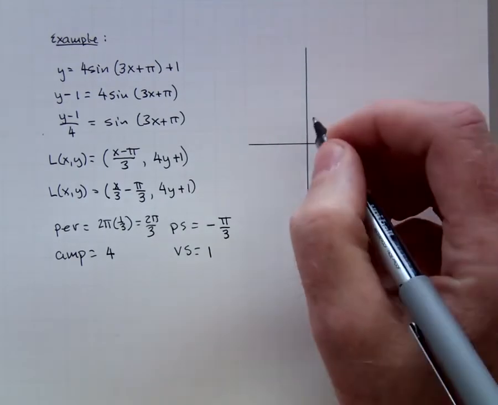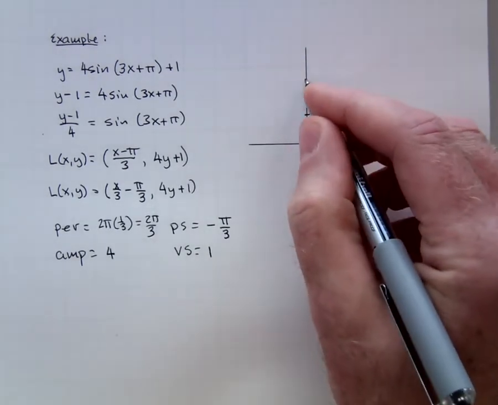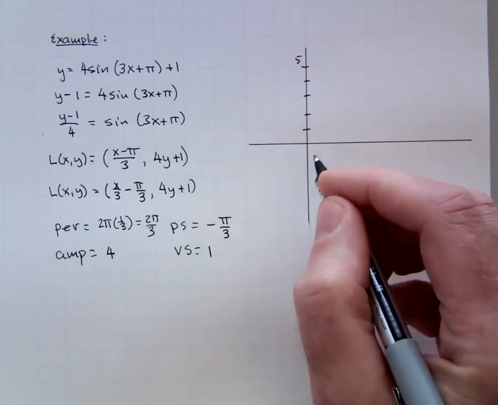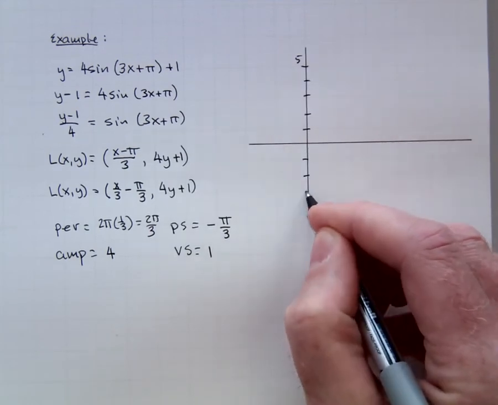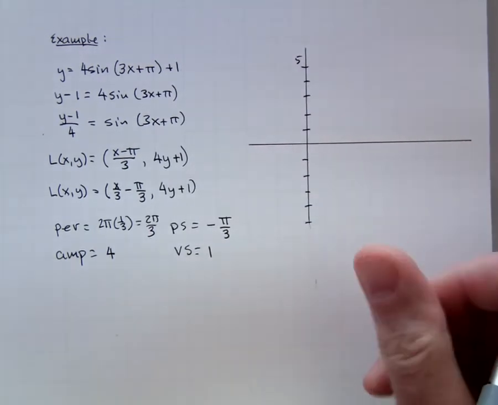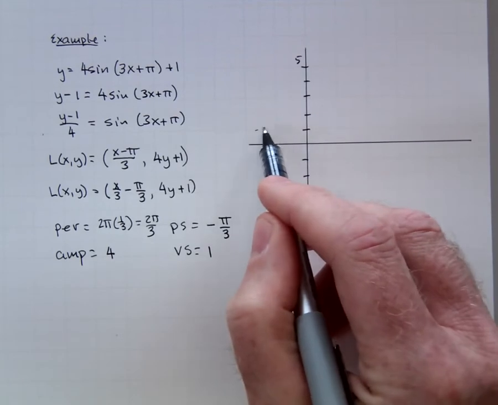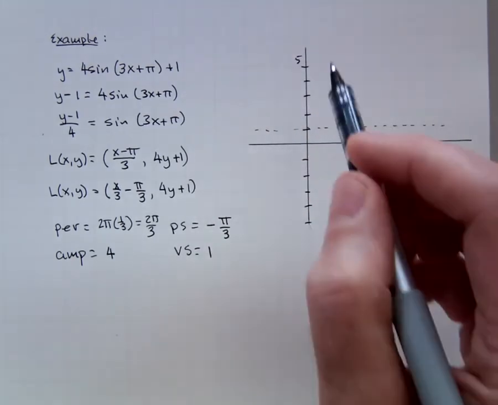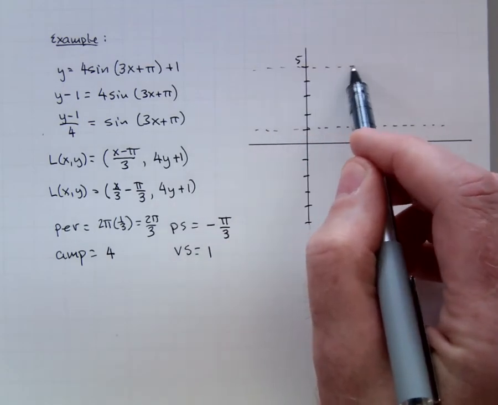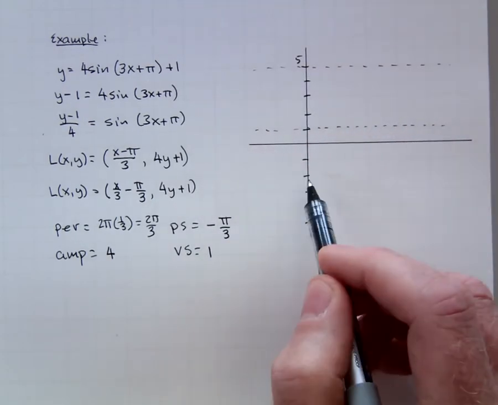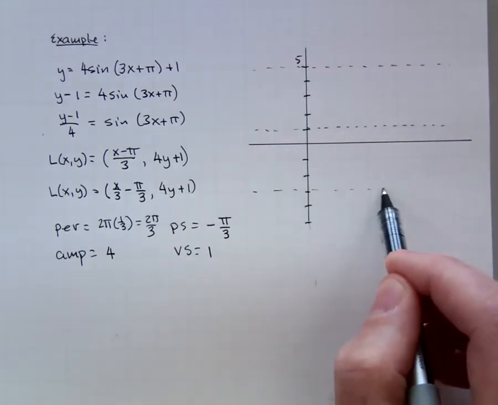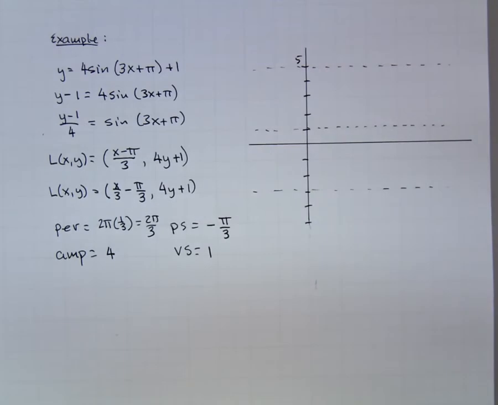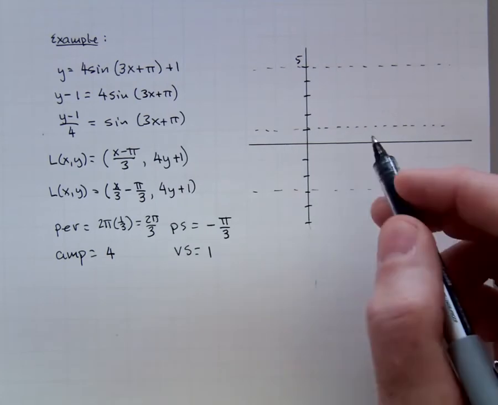So now we need some scales on our axes. If we go up to about 5, we should be good. The vertical shift being 1, we'll locate that horizontally, and then because the amplitude is 4, we'll go up 4 from 1 to 5, and down 4 from 1 to -3, and that will set us up vertically. Now we just need to lay things out horizontally.